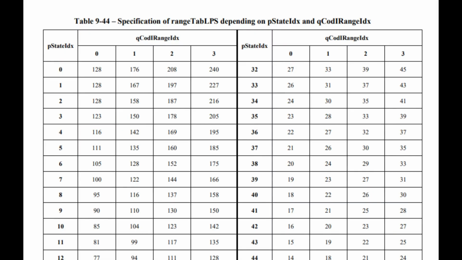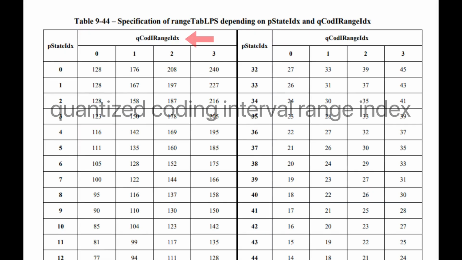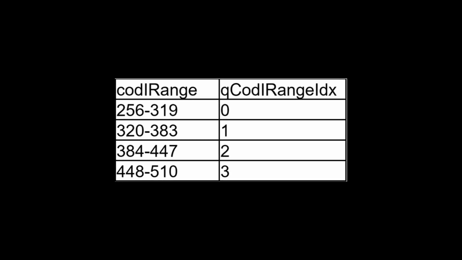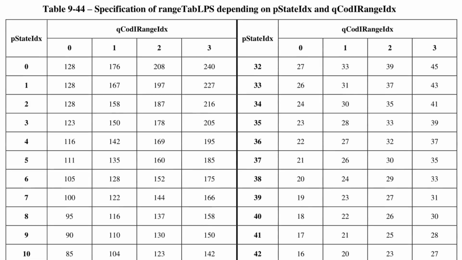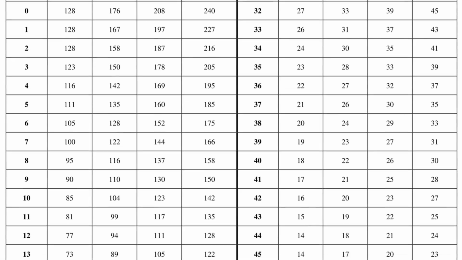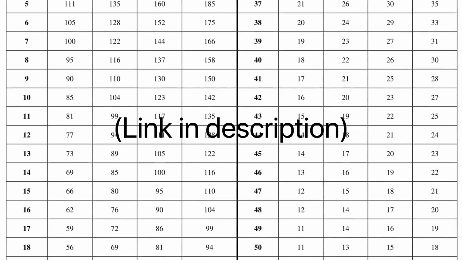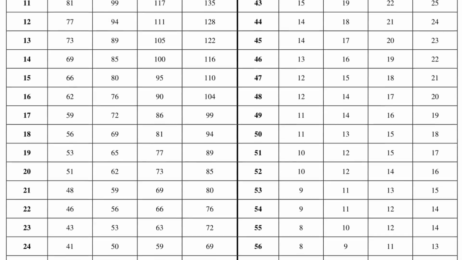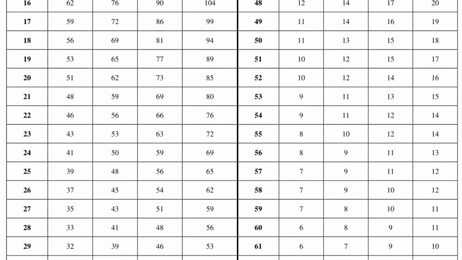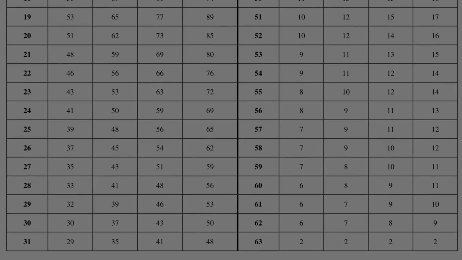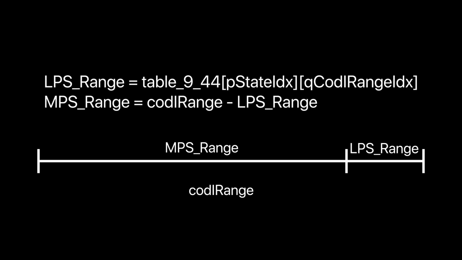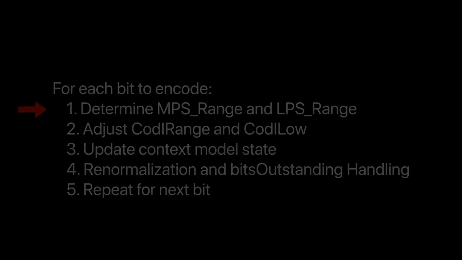To find LPS range, we'll need to find the quantized coding interval range index, qCodeIRangeIdx. We can do so using this mapping. Next, reference table 9-44 in the H264 specs to map pStateIDX and qCodeIRangeIdx to LPS range. Then, MPS range will be equal to the coding interval range minus the LPS range. 2.